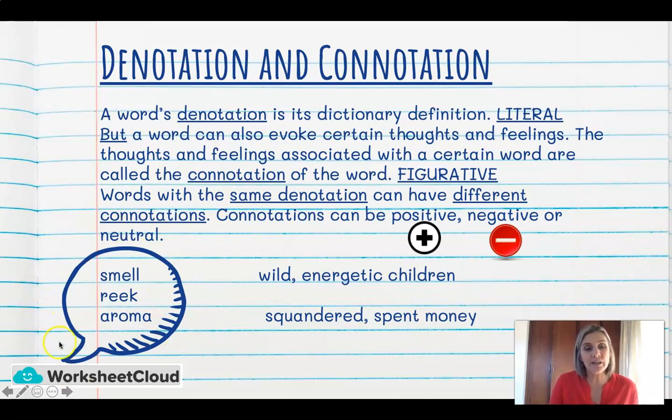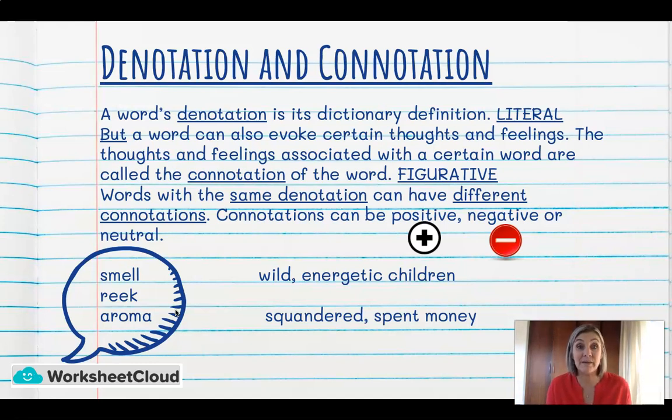So I want you to take a look at this little bubble on the left-hand side. We've got three words there: smell, reek, aroma. If we look them up in the dictionary, they'd have something to do with things that you smell. And they can either be a good smell or a bad smell. And that's exactly what we're talking about. So all three words are to do with smell, but one has a positive connotation, one has a negative, and one is just neutral. Can you work it out?